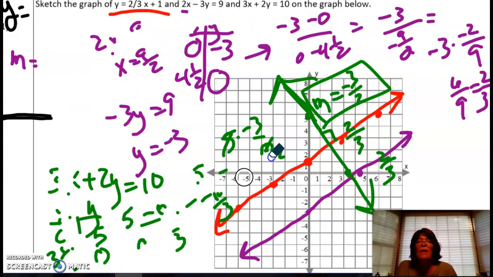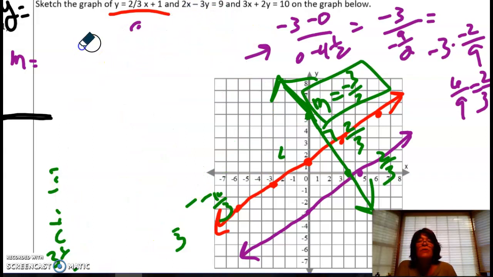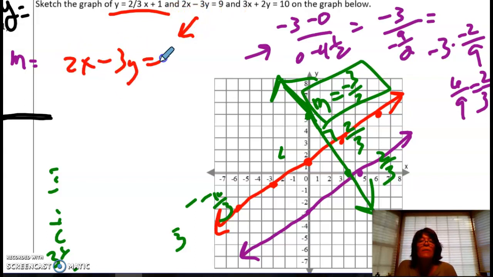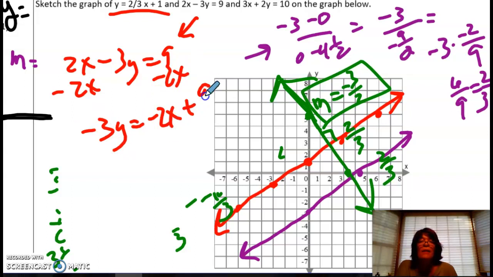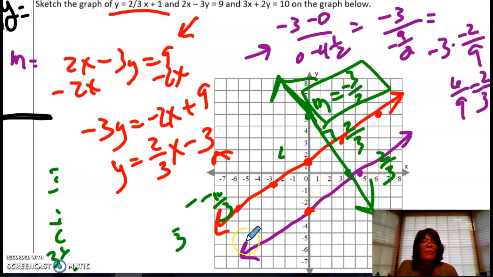Okay, just real quickly, if you didn't want to do it my way with the intercepts and you want to change everything always to slope-intercept, that's fine. Do whatever way you want. You could have taken the 2x minus 3y equals 9, subtracted 2x from each side, negative 3y equals negative 2x plus 9, divide by negative 3. So I have positive 2/3 x minus 3. I took negative 3 and divided each. I would have seen the y-intercept was negative 3 and the slope was 2/3. I could have graphed that purple line that way instead of the intercept way.